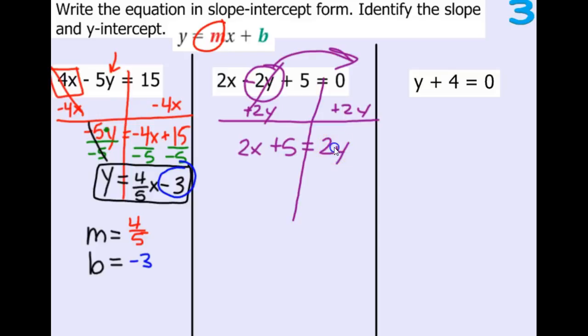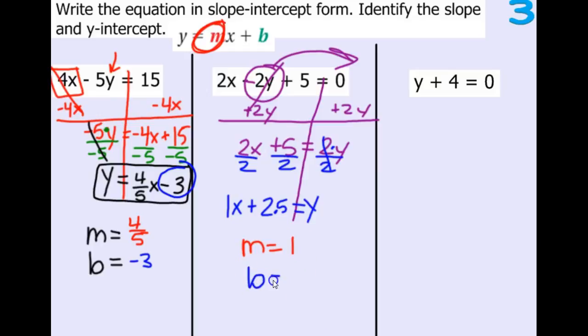Now y is not by itself yet, it's multiplied, so I'm going to divide everything by 2. And we end up with y equals, 2 over 2 is just 1x, or you can make it 1 over 1, and plus 5 divided by 2, which would give us 2.5 in my calculator. So this one, it looks backwards, but it's still y equals, it's okay. Our m, our slope, in front of the x is 1. And then our b, what's added or subtracted, is 2.5.